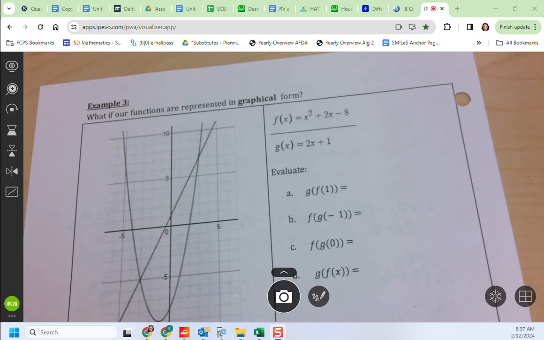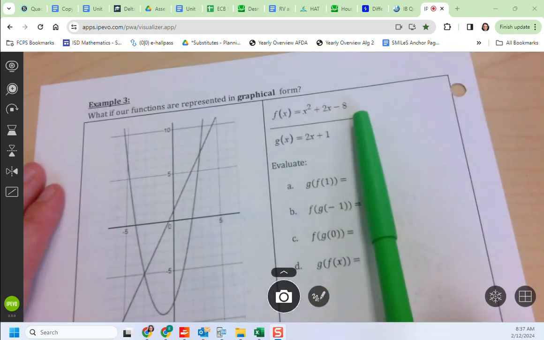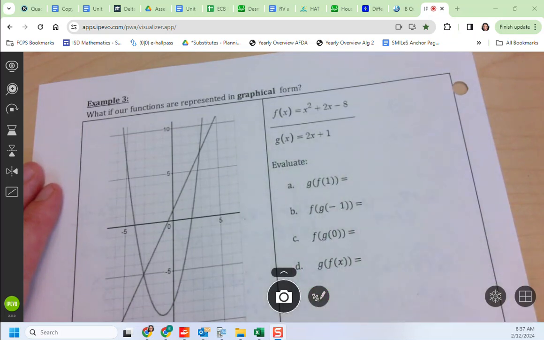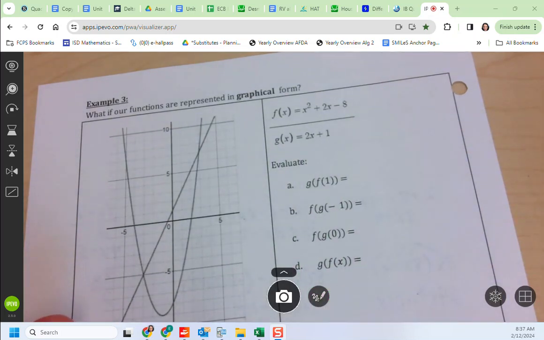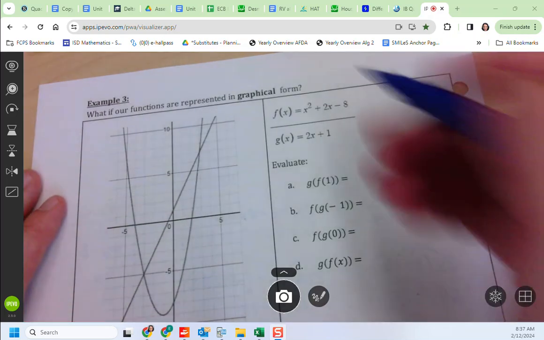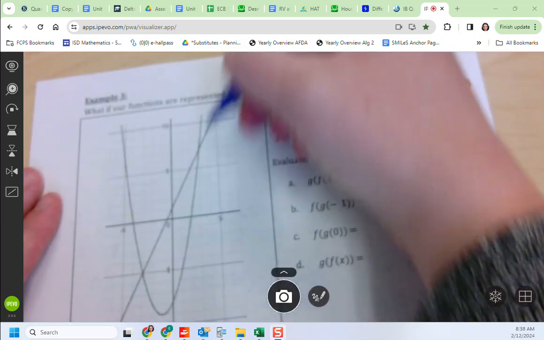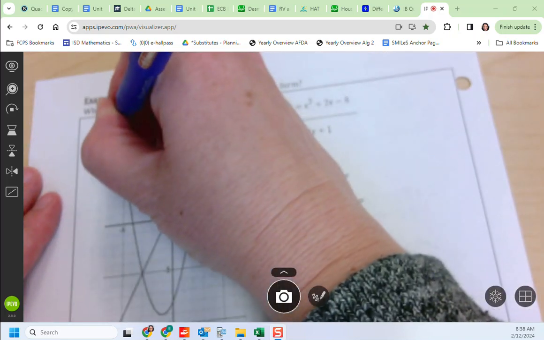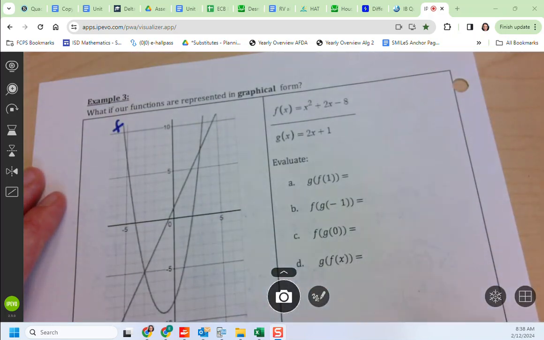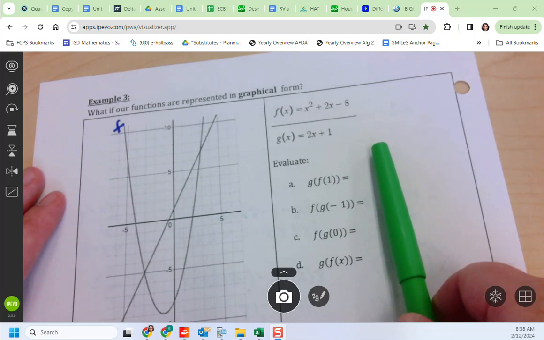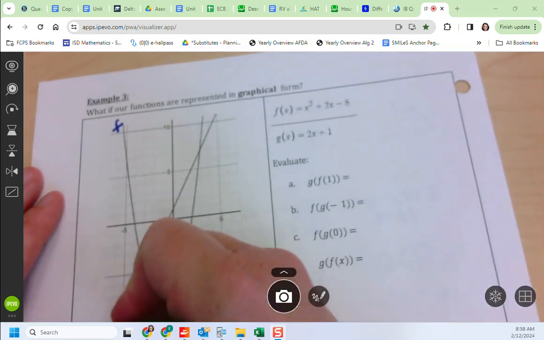We have two functions, f of x equals x squared plus 2x minus 8, and g of x equals 2x plus 1. Which of those equations is quadratic, the first one or the second one? Look at the exponents. Which one is quadratic? The top one, because the exponent is squared. So the quadratic one is going to make that u shape. Okay, so this is function f here. And the other one is a linear equation in the form y equals mx plus b. And so this is function g.